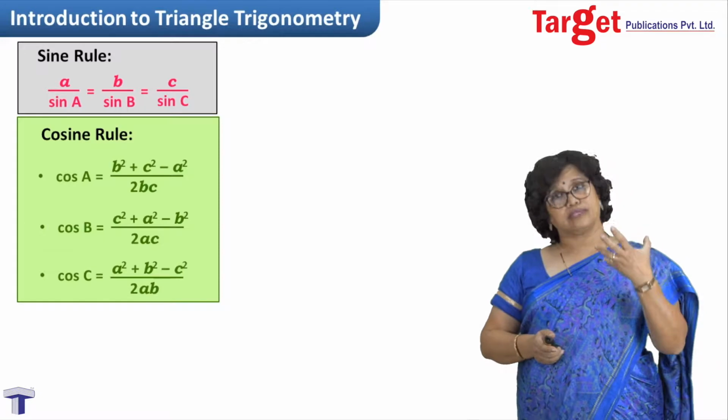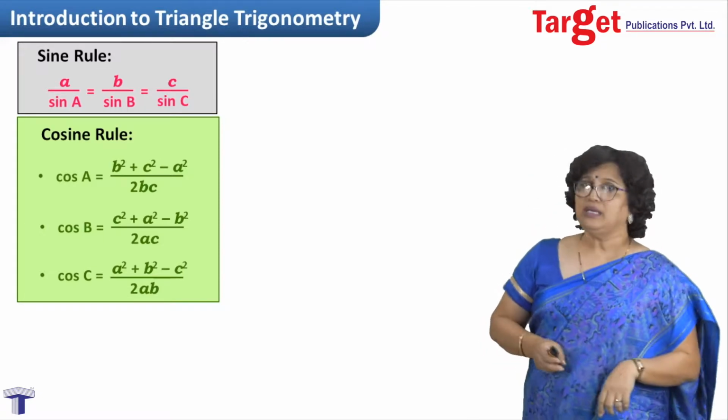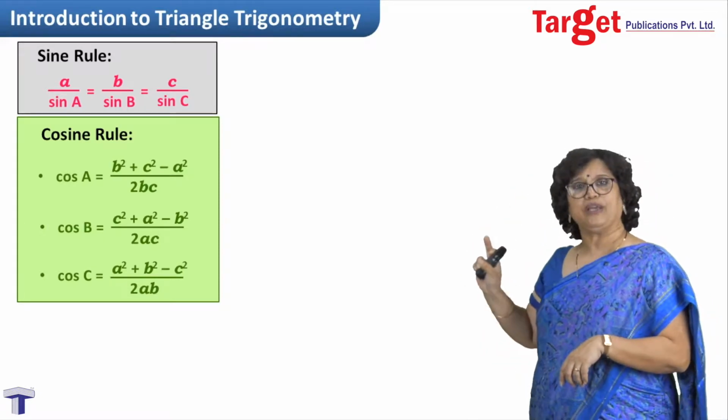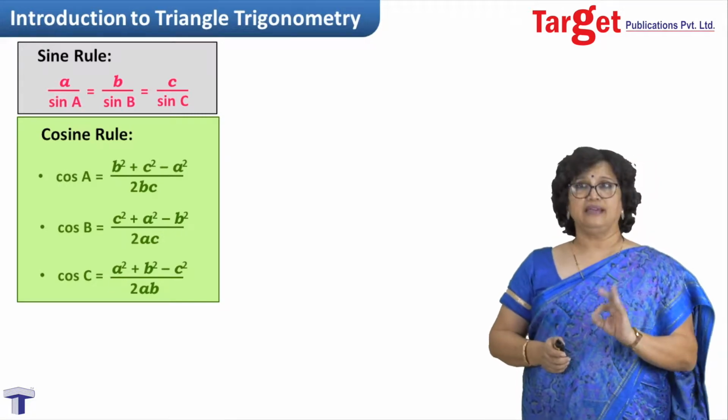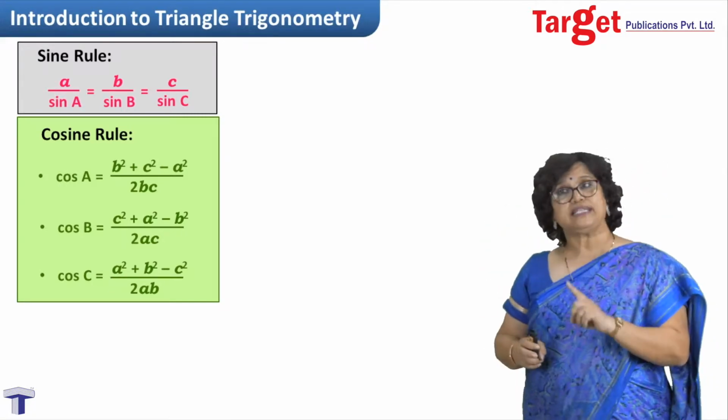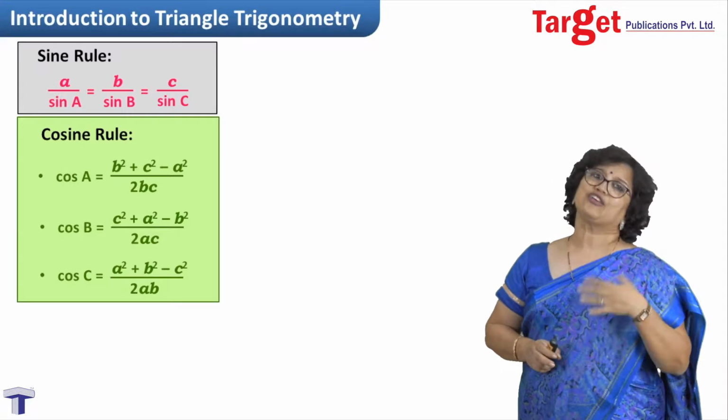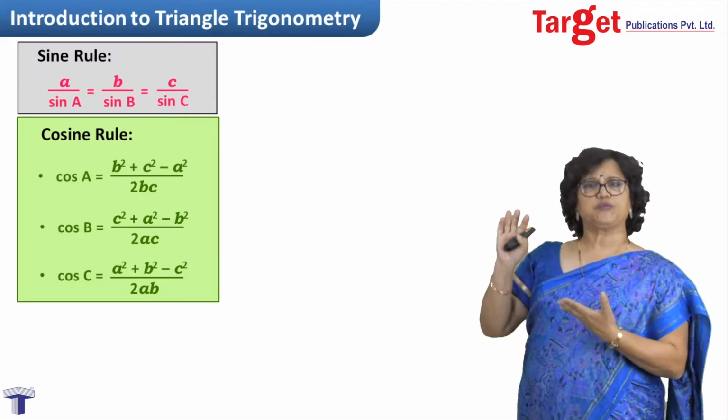Then we have something called the cosine rule. We have defined cos A, cos B, cos C in terms of side lengths. Now cos A is (b squared plus c squared minus a squared) upon 2bc. Similarly, you can write cos B and cos C.